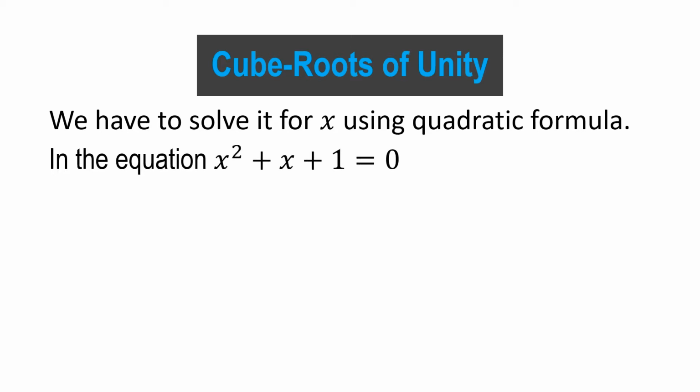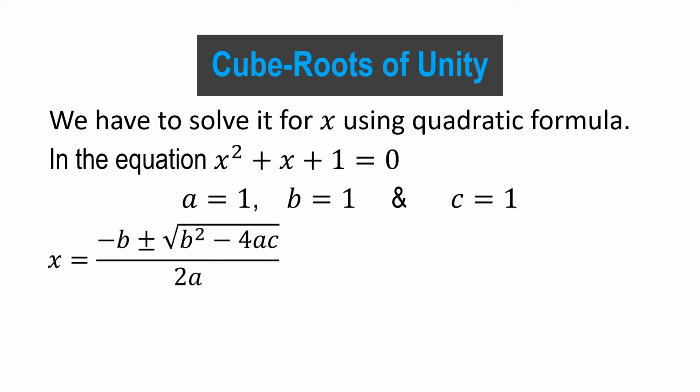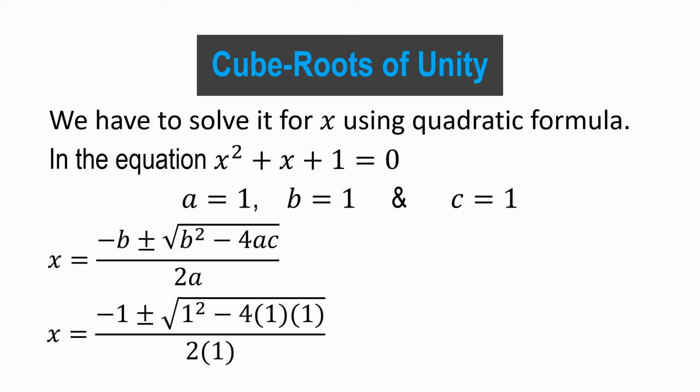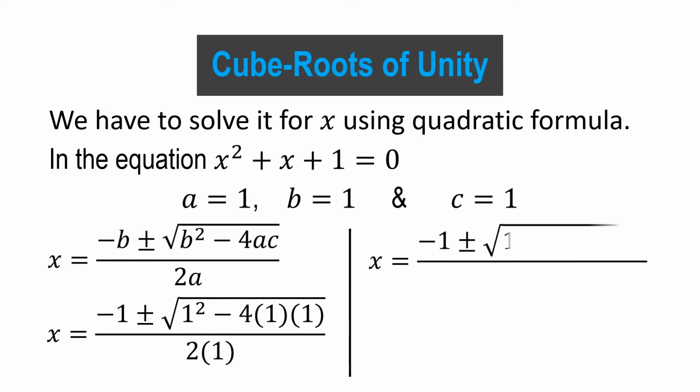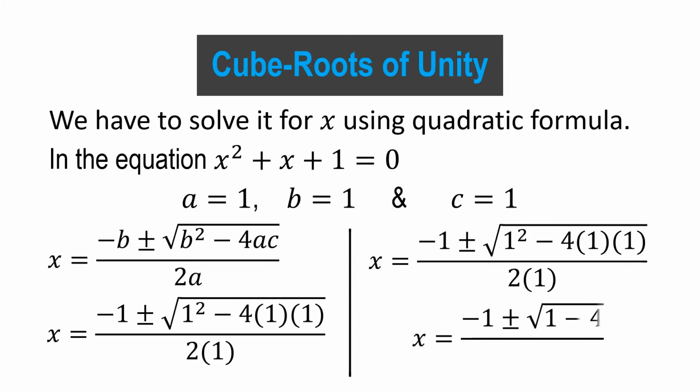We have to solve it for x using the quadratic formula. In the equation x squared plus x plus 1 equals 0, a is 1, b is 1 and c is also 1. The quadratic formula states x is equal to negative b plus minus square root of b squared minus 4ac whole divided by 2a. By substituting values, we get x is equal to negative 1 plus minus square root of 1 squared minus 4 into 1 whole divided by 2 into 1.